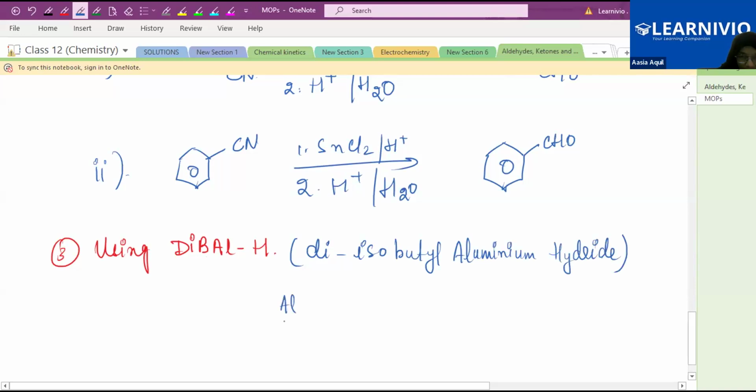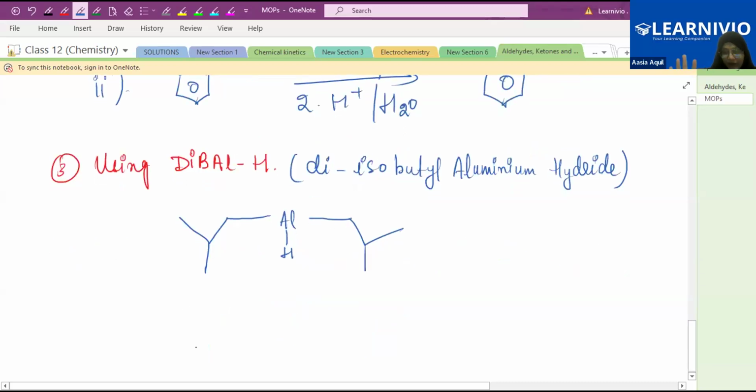So this is the aluminium and hydride, and on both sides this group is placed. Isobutyl group, 1, 2, 3 carbon chain. So this is isobutyl, and on this side also an isobutyl group is present. So that's the structure of DIBAL-H, diisobutyl aluminium hydride. Now it's a selective reducing agent. ये क्या होता है? Selective reducing agent होता है.